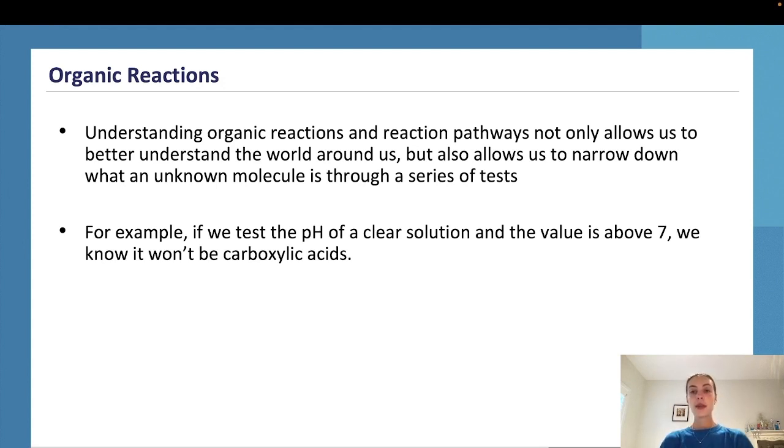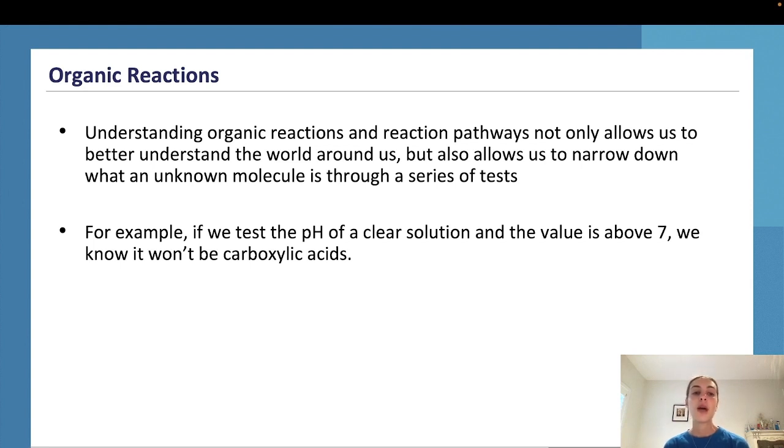So the final thing that we need to look at today is organic reactions. This is because understanding organic reactions and reaction pathways is not only going to enable us to understand what's happening in certain reactions and what sort of organic reactions are shaping the world around us, but also allows us to narrow down what organic molecules are through a series of different tests.